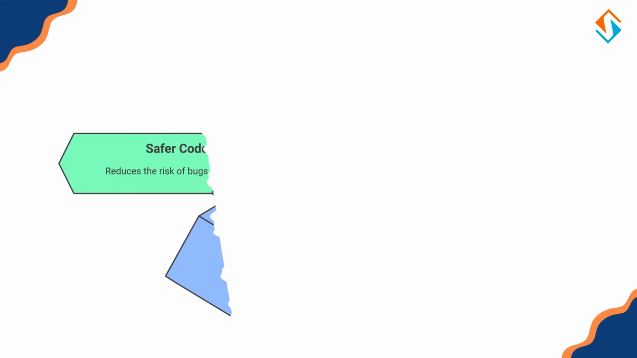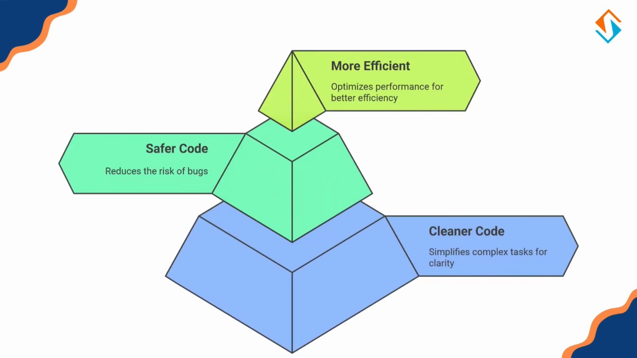Now let's talk about why these modern features matter. Modern C++ features are all about making your code cleaner, safer, and more efficient. They simplify complex tasks, optimize performance, and reduce the risk of bugs. Once you start using them, you'll wonder how you ever coded without them.